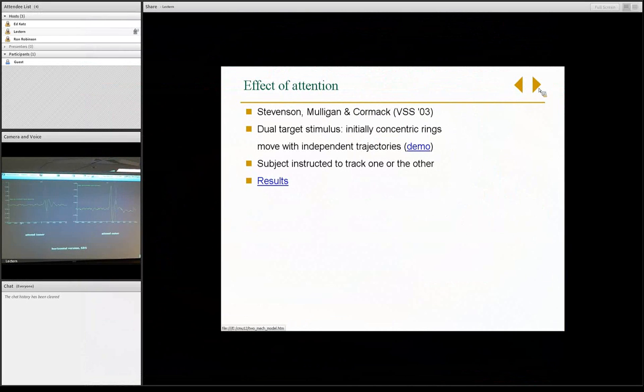And then finally the horizontal signal. Here it's not quite as pronounced that they're different, but there's a weaker response to the unattended one and a little bit of a phase shift.